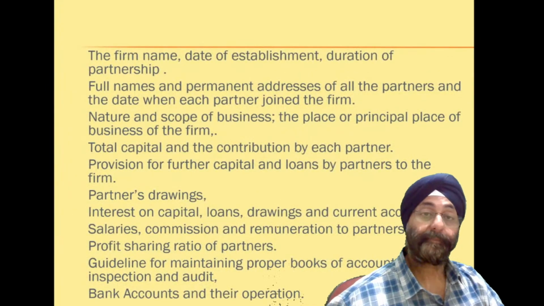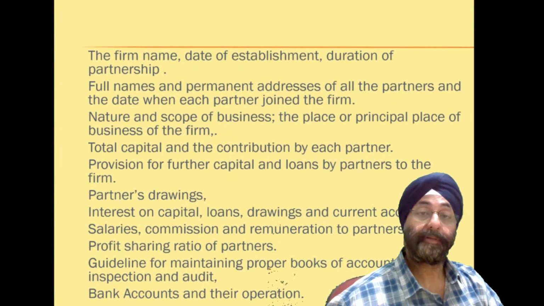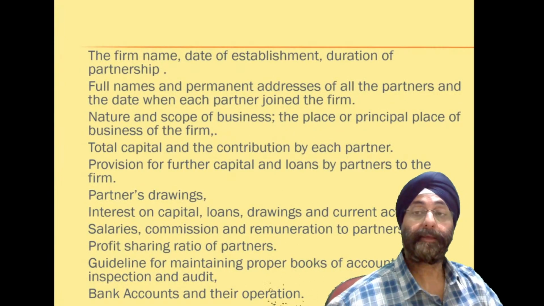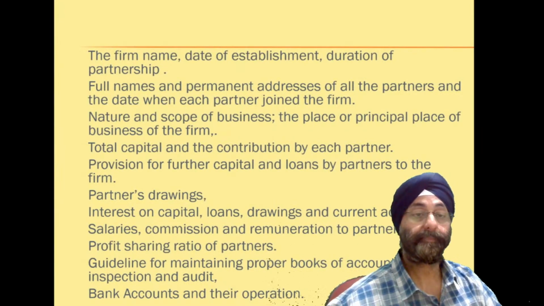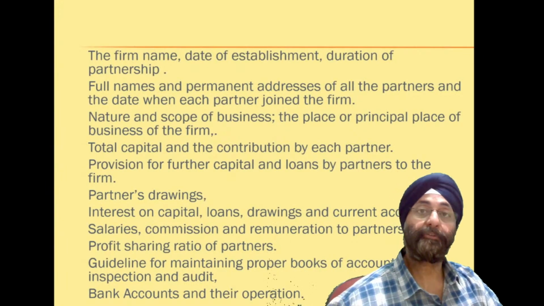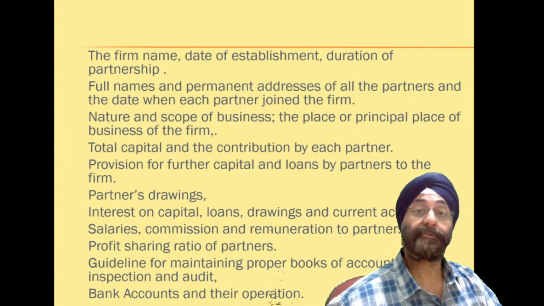The firm name. First of all, we have to decide a firm name, date of establishment, duration of partnership, full name and the permanent address of all the partners, and the date when each partner joined the firm. Nature and the scope of business, the place and the principal place of business of the firm, total capital, and the contribution by each and every partner.